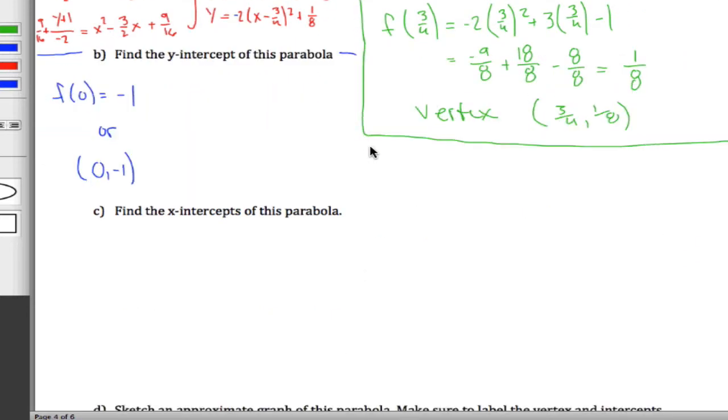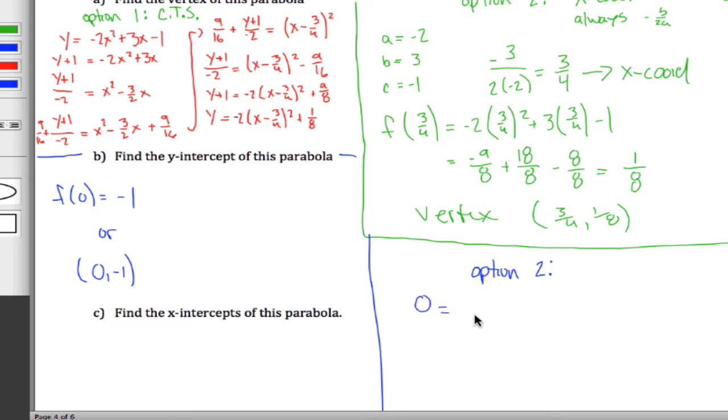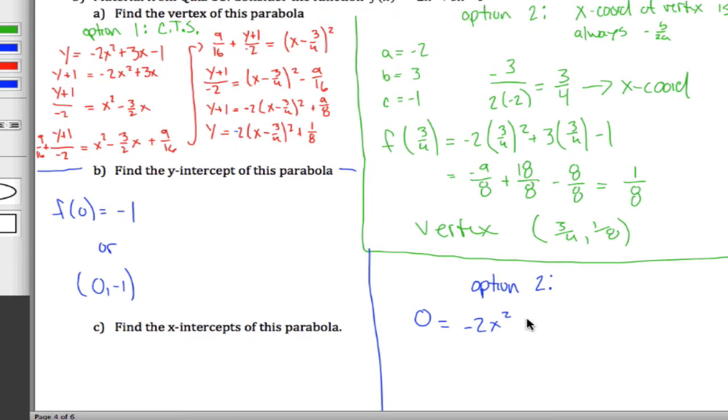What I'm getting at is you have two options again. Maybe I can do it better this time. Because this really should be option 2 over on this side. If you found your vertex this way, you don't have this. So you can't use this later on. So to figure out the x-intercepts, you say 0 equals this negative 2x squared plus 3x minus 1. And you solve this equation.